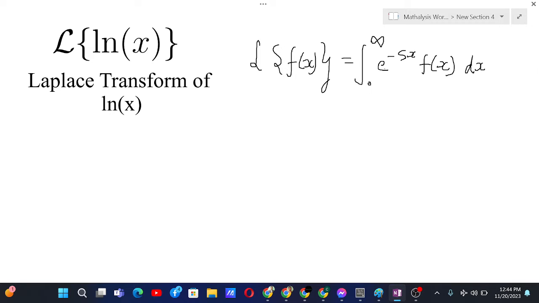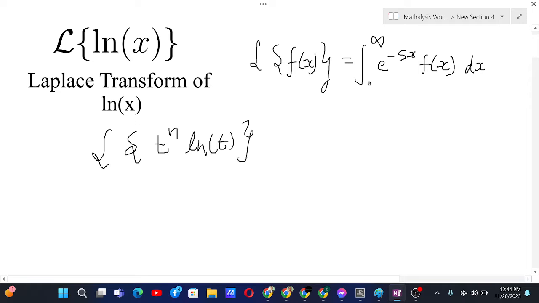Okay, fine. Now, this is the definition of Laplace transform. And now we need to find the Laplace transform of ln x. Rather than ln x, it's easier to find the Laplace transform of t to the power n times ln of t. So I'll replace x by t. So this one is easier to find out.